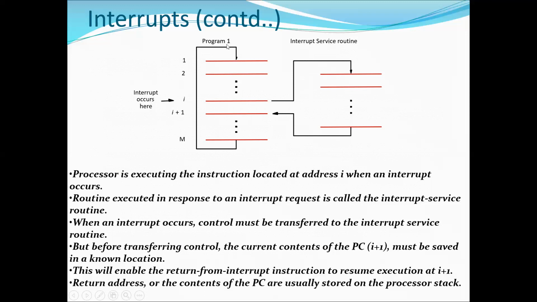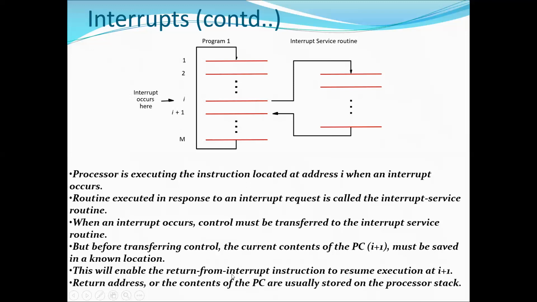The processor is executing the instruction located at address i when the interrupt occurs. Here the interrupt occurs at the ith location. The routine executed in response to an interrupt request is called the interrupt service routine. Whenever an interrupt occurs, the interrupt service routine for that particular interrupt will be executed. When an interrupt occurs, the control must be transferred to this interrupt service routine, ISR. The control will transfer to this ISR, and when it is over, the control will return back to the next instruction.